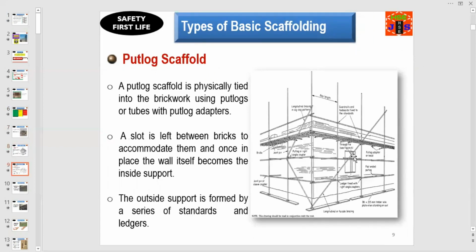Another type of basic scaffold is the putlog scaffold. A putlog scaffold is physically tied into the brickwork using putlogs or tubes with putlog adapters. A slot is left between bricks to accommodate them, and once in place, the wall itself becomes the inside support. The outside support is formed by a series of standards and ledgers. This is the series of standards, and this is the series of ledgers, and this is an example of putlog scaffold.